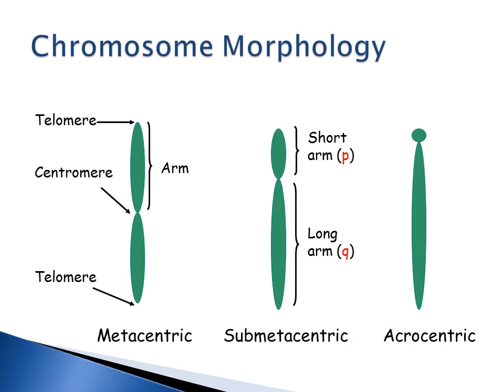So this slide shows you the morphology of your typical chromosome, where you have your telomeres at the end, the centromere in between the telomeres, and you have two different arms. You have the short arm, which is called P, and the long arm, which is called Q. And the chromosomes can vary based on where that centromere is located. So if it's directly in the middle, it's metacentric. If it's a little closer to one end, it's submetacentric, and if it's almost at the very tip, it's acrocentric.